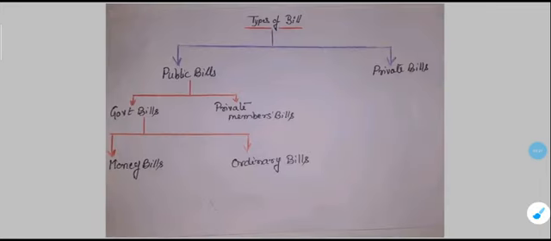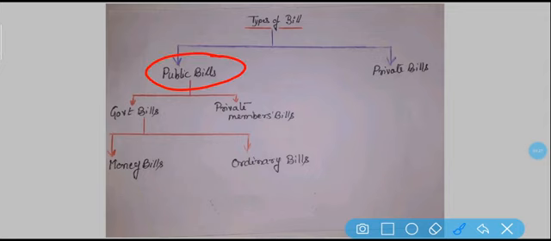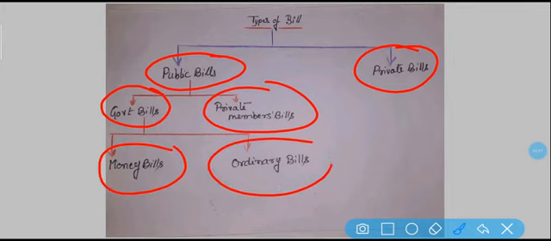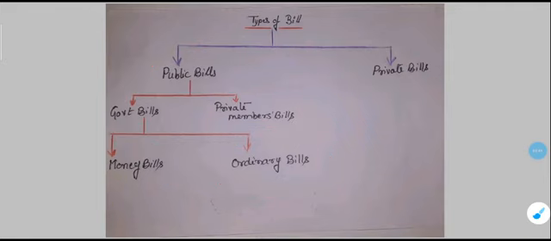So there are two main types of bills. One is public bills, another is private bills. Public bills are again divided into two parts: government bills and private member bills. And government bills are divided again into two: money bills and ordinary bills. So let's see the definitions of the different bills.